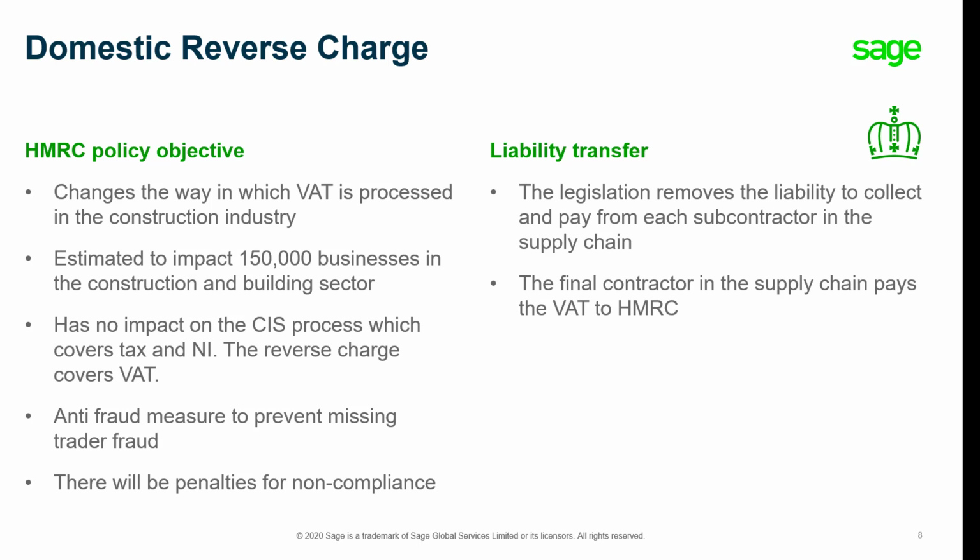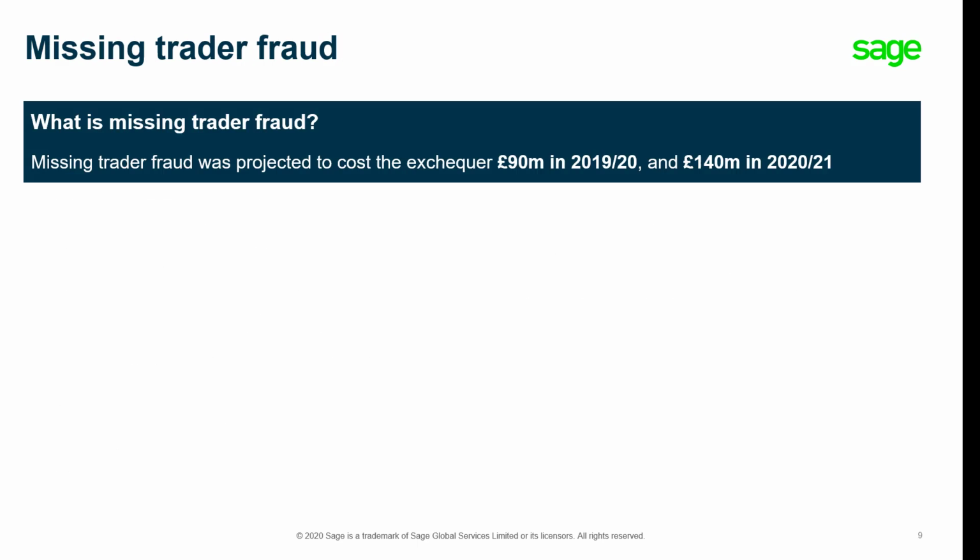Domestic reverse charge means there will be a liability transfer. So it's going to introduce notional VAT to contractors in the middle of the supply chain. That moves the liability away from them, transferring it up to the final contractor in the supply chain, who will then pay that to HMRC.